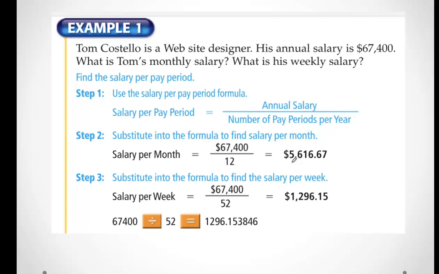Okay, so here is an example. Tom Costello is a website designer. His annual salary is $67,400. What is Tom's monthly salary? What is his weekly salary? So you can see for number 1, they put the formula. Substitute into the formula to find the salary per month. So they put his annual salary here, and by month he would make $5,616.67. They're the same thing per week. So remember, month is 12, week is 52. So you do 67,400 divided by 52, and they got this big number.